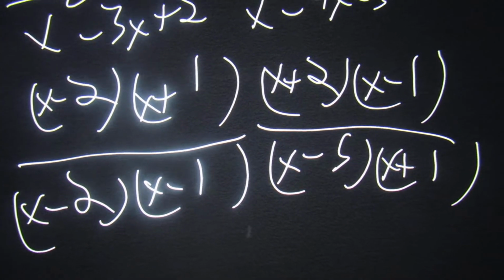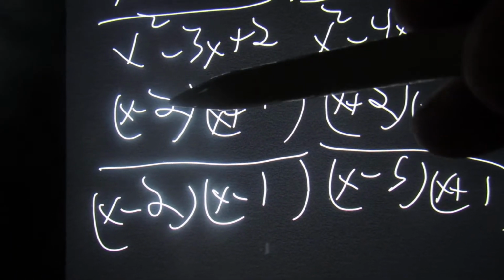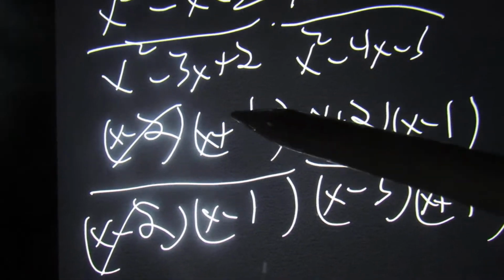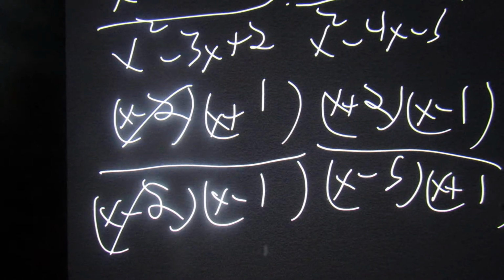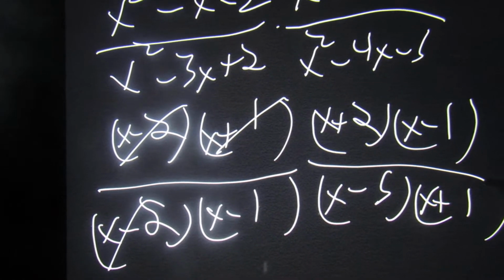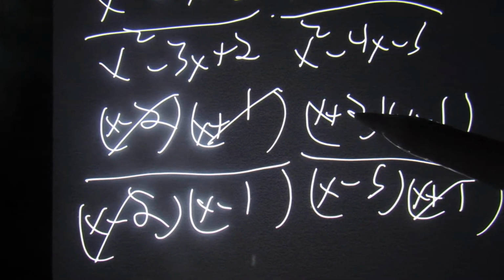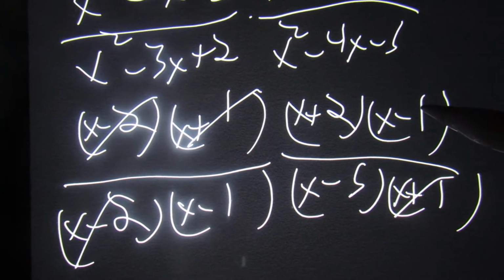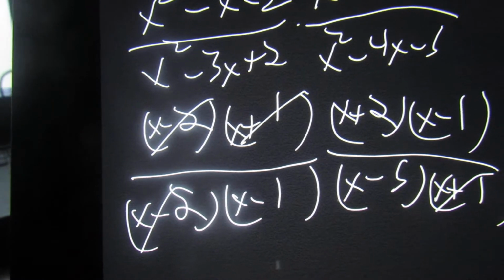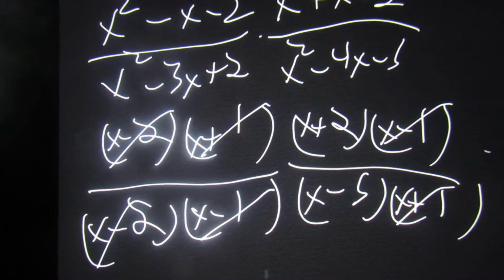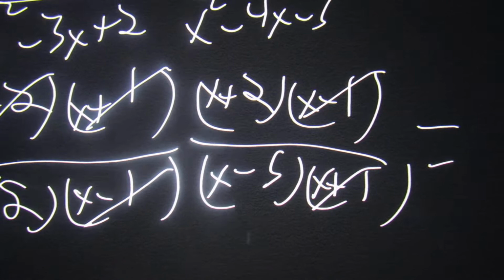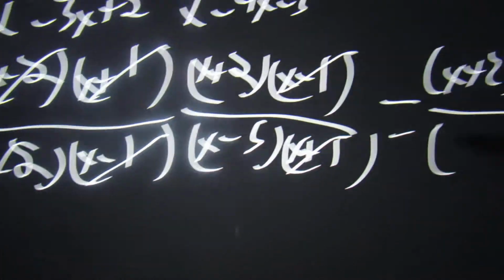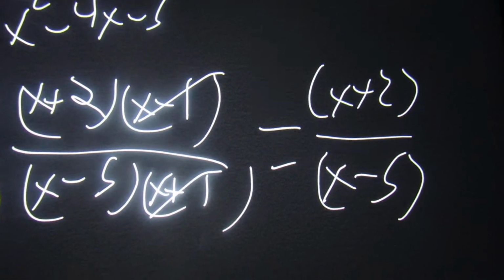So now we're going to see what we have that we can cancel. We have an x minus 2 on top and bottom, so those will cancel. We have an x plus 1 on top and an x plus 1 on bottom, so those will cancel. We have an x plus 2 on top, but we don't have one on the bottom. And we have an x minus 1 on top and an x minus 1 on bottom, so those will cancel. So what we're left with on top is x plus 2, and what we're left with on bottom is x minus 5.